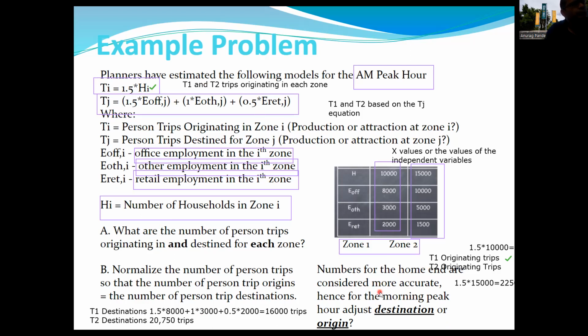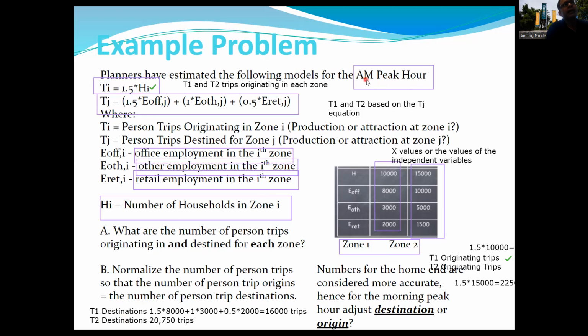So that means I only have 22,500 trips and 15,000 trips. So I'll have 37,500 total trips that I need to distribute between my 2 destinations, because I'm going to assume this trip number to be more accurate. So which one am I going to adjust? This is the morning peak hour. So I'm going to adjust the destination trips, because my origination will be a home-based model. The origination model is a home-based model, so I'm going to assume that to be more accurate.